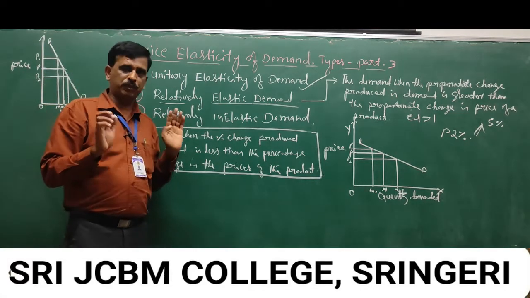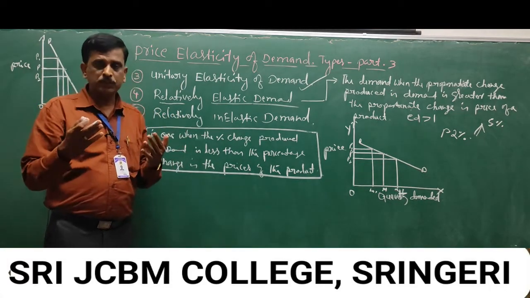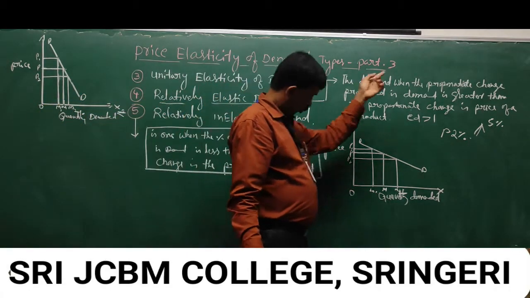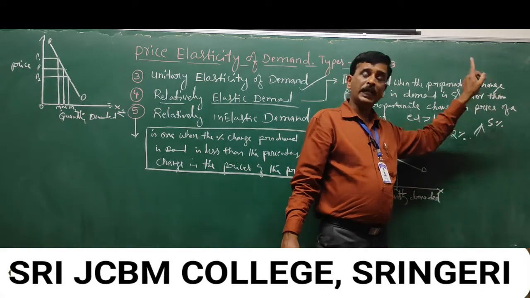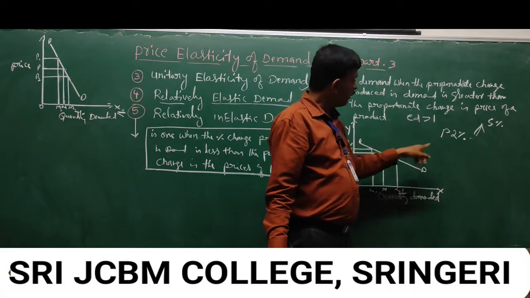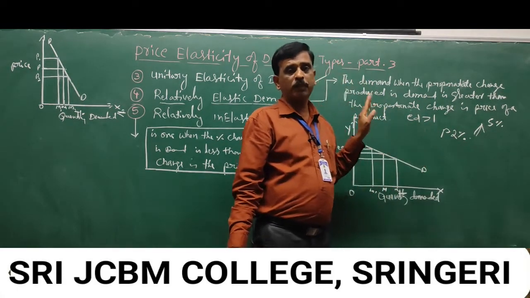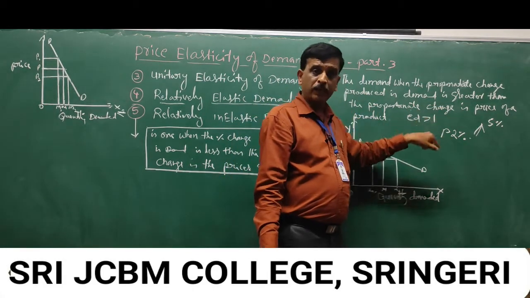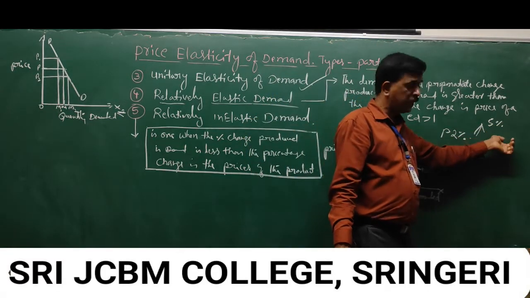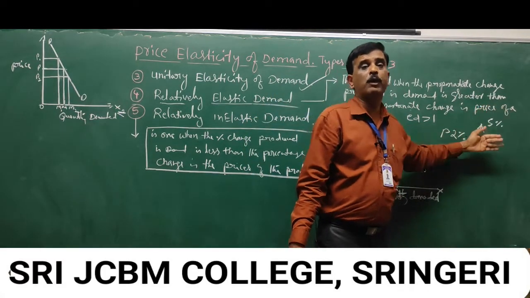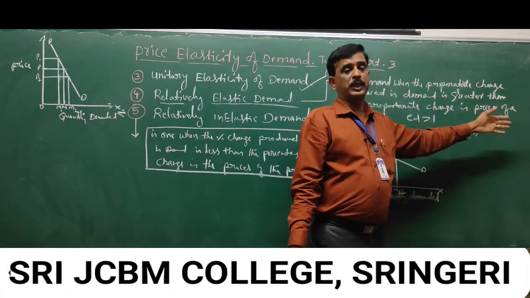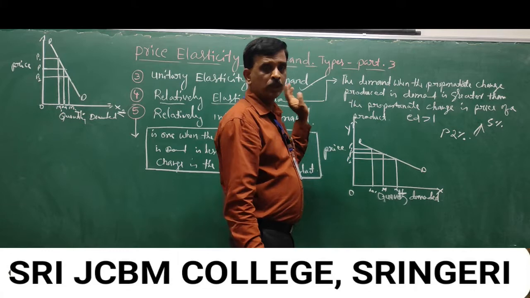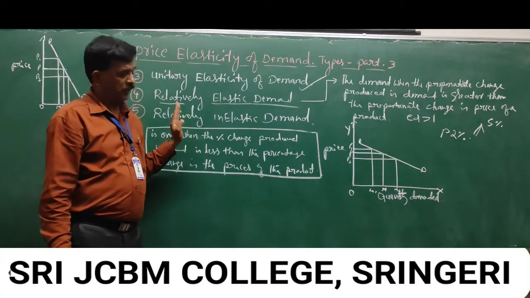Relatively elastic demand says that when price changes, quantity demanded also changes. The percentage change in the quantity demanded is more than the price change. Suppose the price of the commodity increases or decreases by 2%, but the percentage change in the quantity demanded is more than that, say 5%, 6%, 10%. That is known as relatively elastic demand.